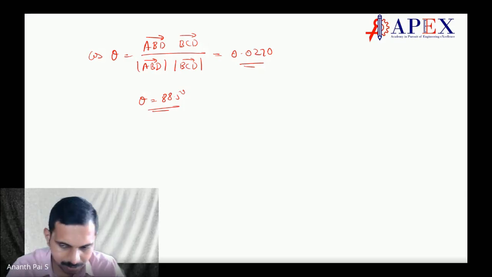Sir, the point from which we start remains the same throughout the problem, right? Now we have point A. So even for the second cross product, we start from that same point? No, from B we have. Whichever is the common point between the two vectors, that one.